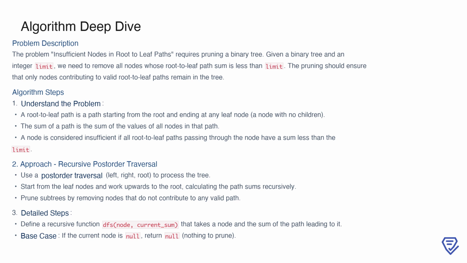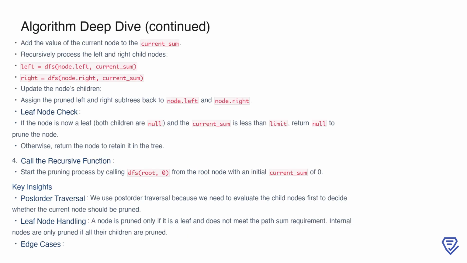The overall strategy involves defining a recursive function that calculates path sums and prunes subtrees as needed. Let's break this down into steps. First, we define the function DFS that takes a node and a running total of the path sum leading to it, called current_sum. If the node is null, there's nothing to process, so we simply return null. This forms the base case of our recursion. Once we establish the base case, the next step is to add the current node's value to the running current_sum and recursively process its left and right child nodes.